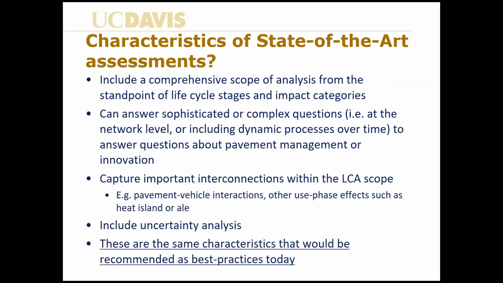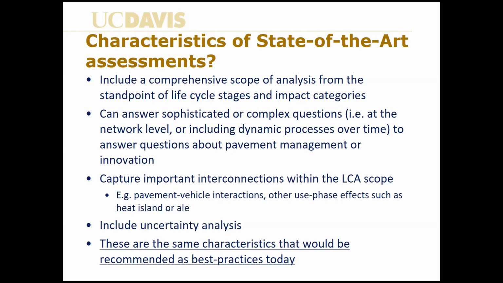So, that was a deep dive into a very complicated issue. Life cycle assessment can be complicated, but I think allocation issues are some of the hardest to figure out. So right now I just want to go over the characteristics of state-of-the-art assessments, which is a broader view. And these emerge from those critical reviews that I talked about before. So first, a state-of-the-art assessment needs to include a comprehensive scope of analysis from the standpoint of life cycle stages and impact categories. That means the use phase has to be included. It cannot just be a focus on materials.